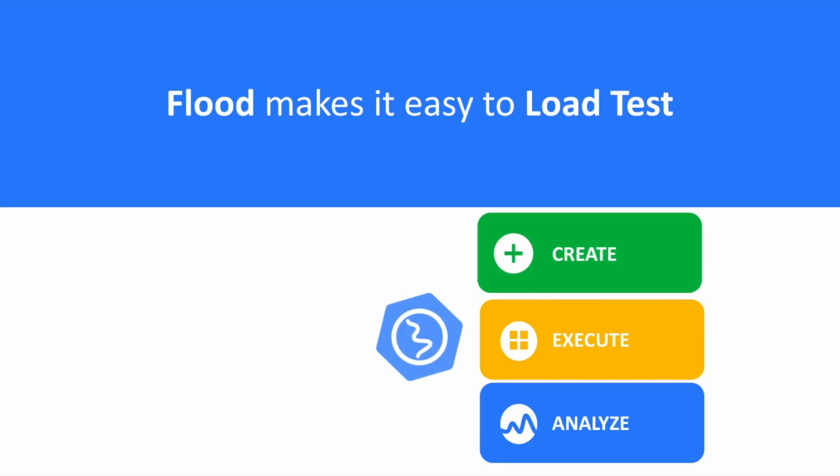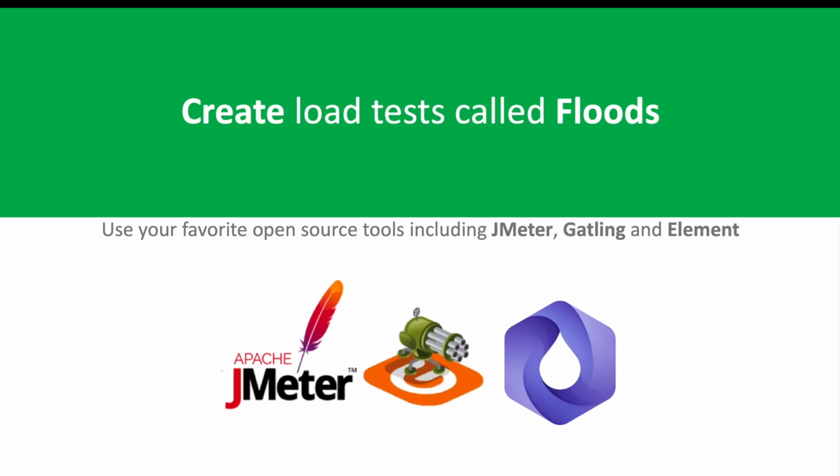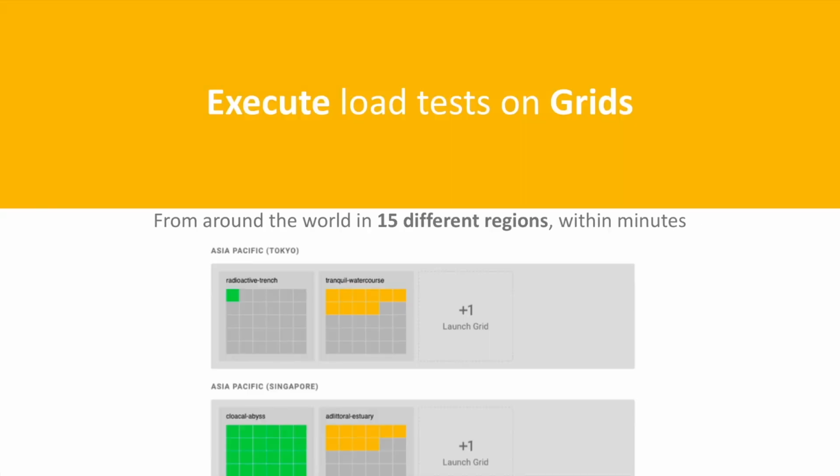One of our main goals in product design is to make load testing easier. As such, we focus on 3 areas, including the creation, execution, and analysis of load tests. You can create load tests, which we call floods, using your favorite open source tools, including JMeter, Gatling, and Element. You can execute load tests on distributed load testing infrastructure, which we call grid nodes, from 15 different geographic regions around the world. Nodes start within minutes, which means you can scale out your load test on demand.